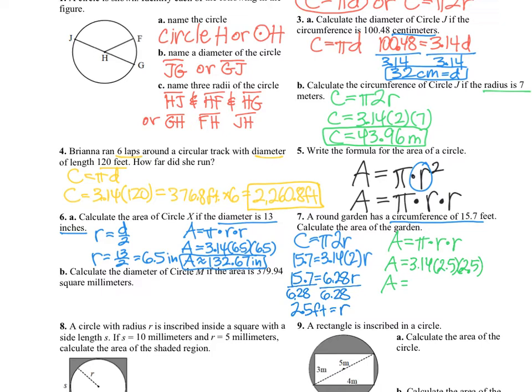So 19.625, again, we have 3 decimal places. We only want 2, so we're going to round that to 19.63. Now remember that area is in square units, so we're going to put SQ FT. Remember that another acceptable way to write this answer would be 19.63 FT with a little 2 up there. But I prefer the SQ FT.